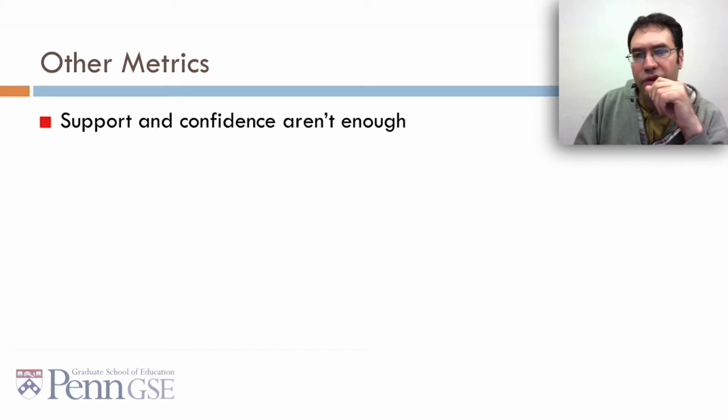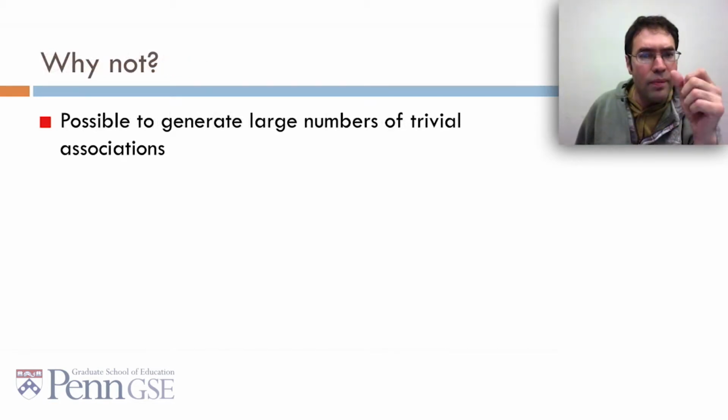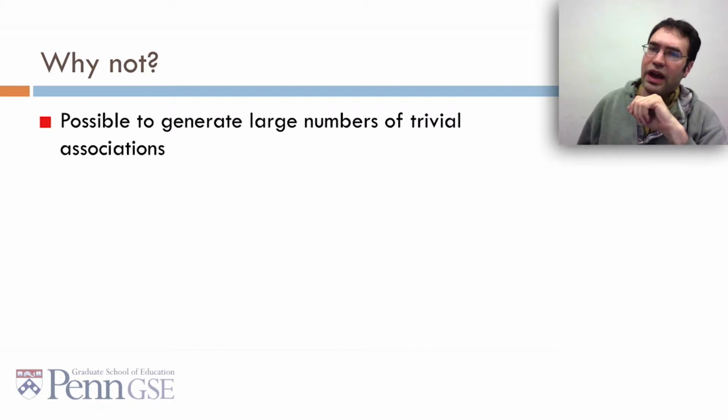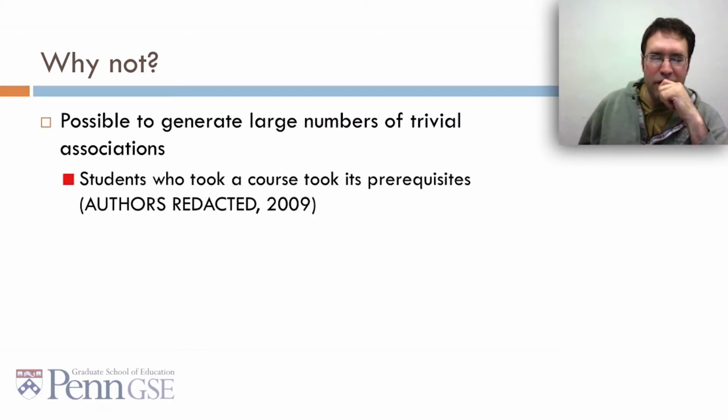So support and confidence are not the only metrics out there. They're not enough. And why not? Because it's possible to generate large numbers of trivial associations. I'm going to give you a couple examples that have really been published, and I'm going to redact the author names because I'm making fun of them.